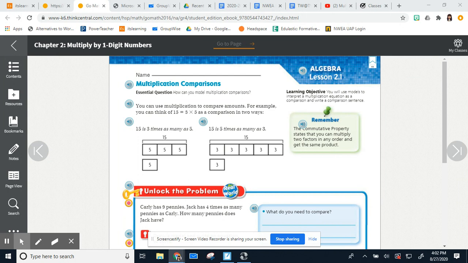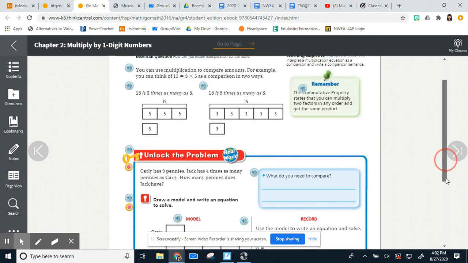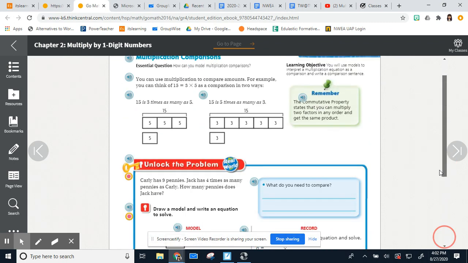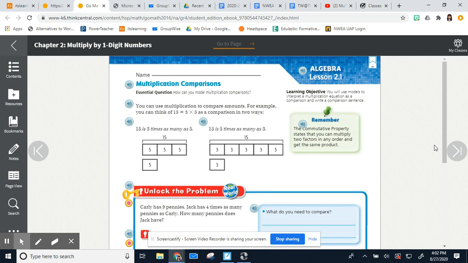We are now starting chapter 2 in Go Math. So we are now back in Go Math. We're not in Success anymore. So in your Go Math books, you're going to want to find page 63. So we are now diving into multiplication even more.